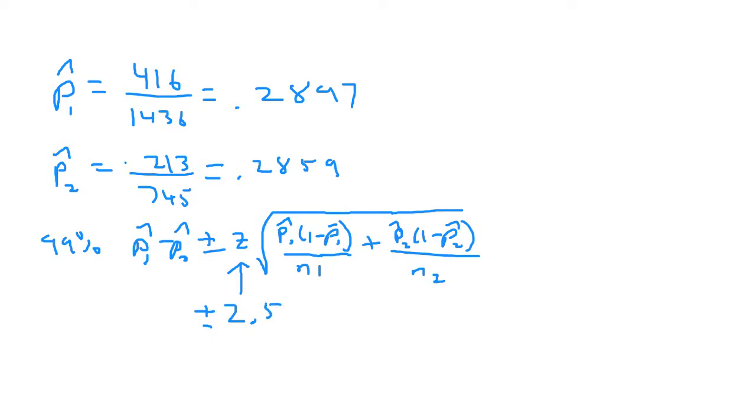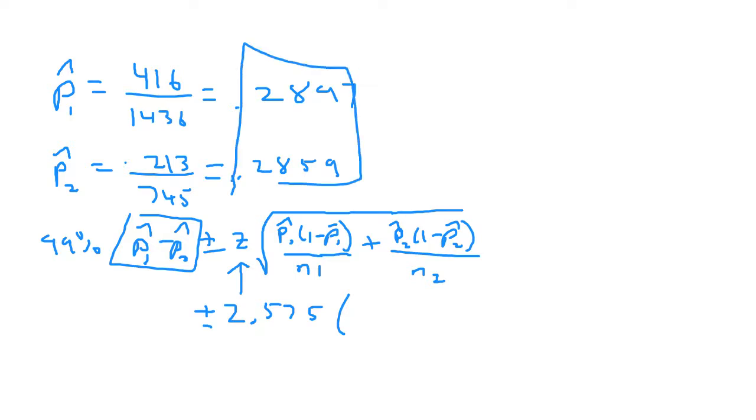2.575. Yep, very good. I'm not going to write all that out, but essentially you take the difference of these two proportions, and then you have the Z multiplier times this. This is what we call the standard error, and everything to the right here is called the margin of error.